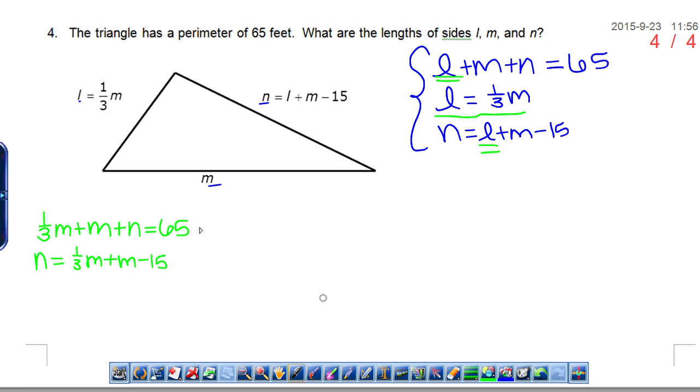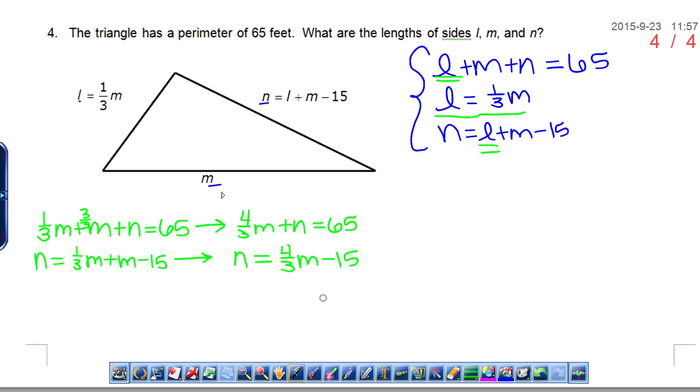All right, I'm going to go ahead and simplify both of these equations. 1/3 M plus M. Remember, we can think of 1M as 3/3 M, and 3/3 is the same as 1. So 1/3 M plus 3/3 M is 4/3 M plus N equals 65. The second equation is going to turn into N equals 4/3 M minus 15.